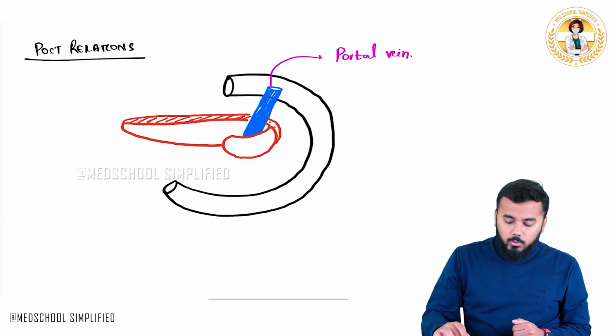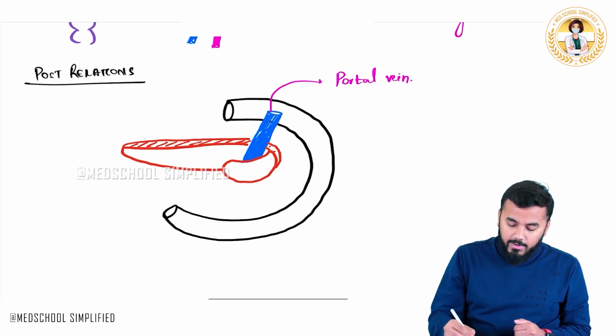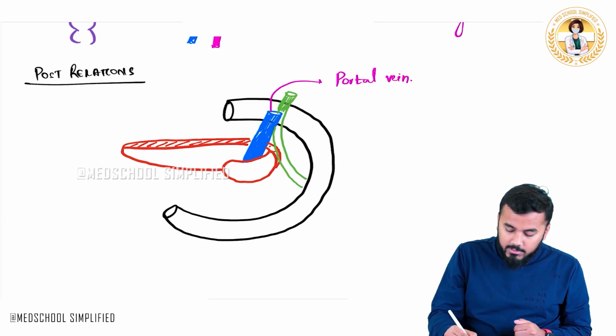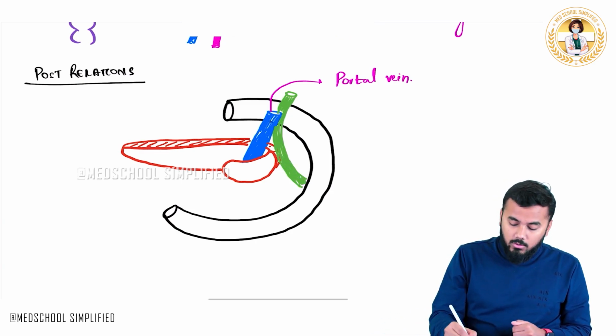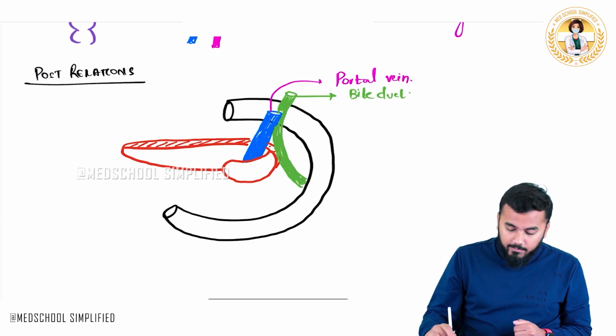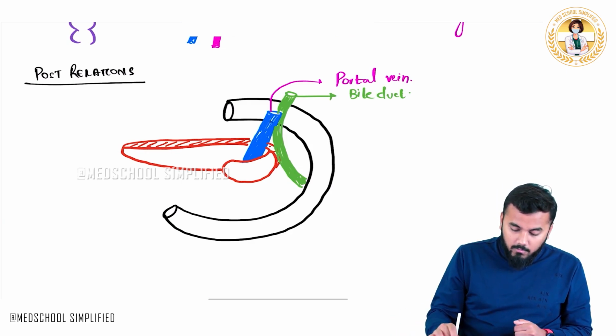After the portal vein, just adjacent to it, we have a duct like this. Now what is the name of this duct? Obviously, what is the duct we have in relation with the pancreas, guys? Tell me. That is the bile duct, right? So this duct over here is called the bile duct. And finally we have one more important thing all the way here.